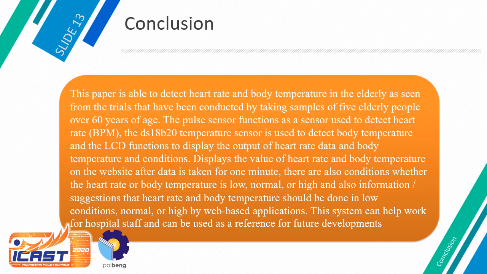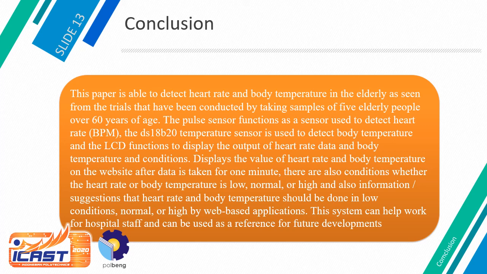This is the last session. Conclusion. This paper is able to detect heart rate and body temperature in the elderly as seen from the trial that have been conducted by taking sample of 5 elderly people over 90 years of age. The pulse sensor functions as a sensor used to detect heart rate beat per minute. The DS18B20 temperature sensor is used to detect body temperature, and the LCD function to display the output of heart rate data and body temperature and condition.